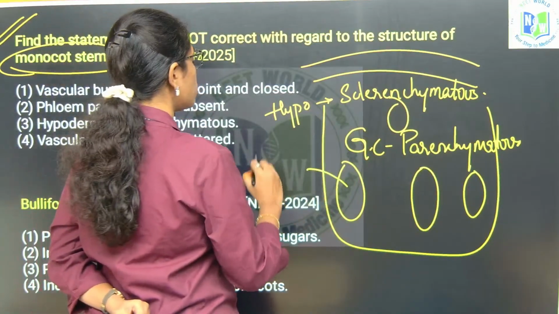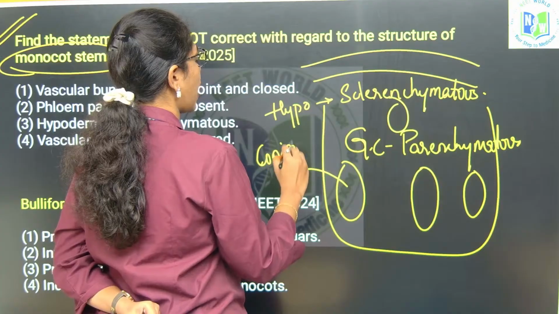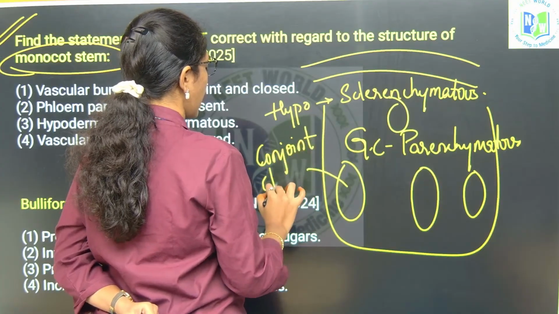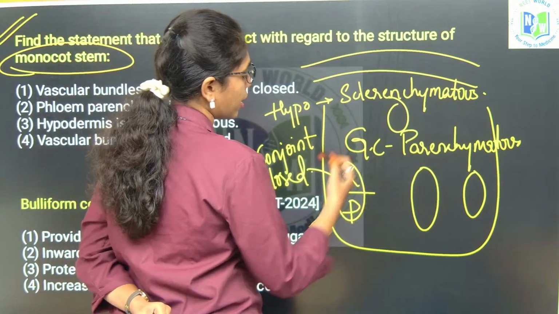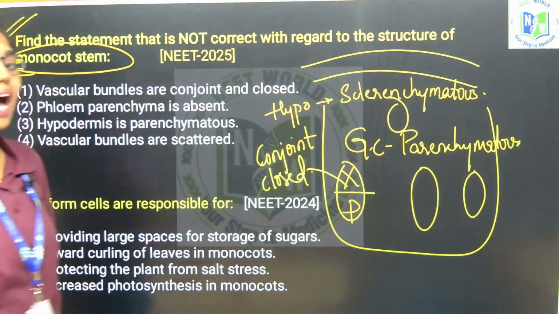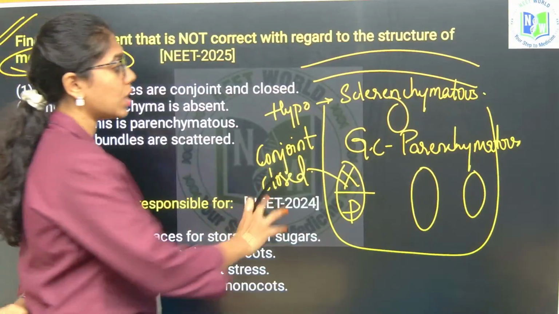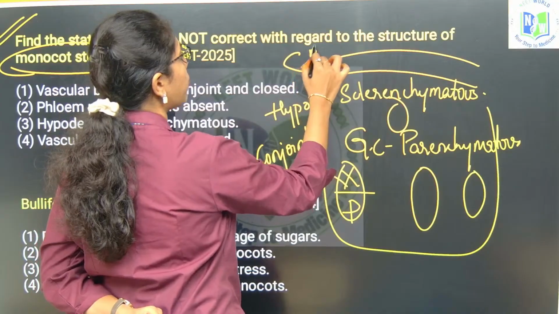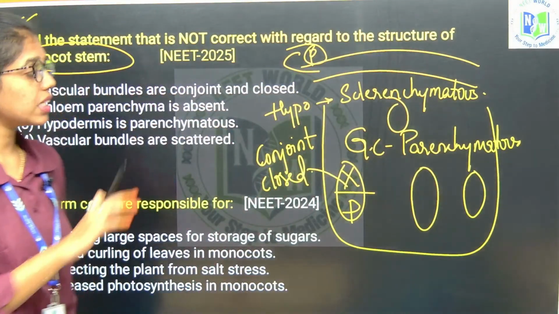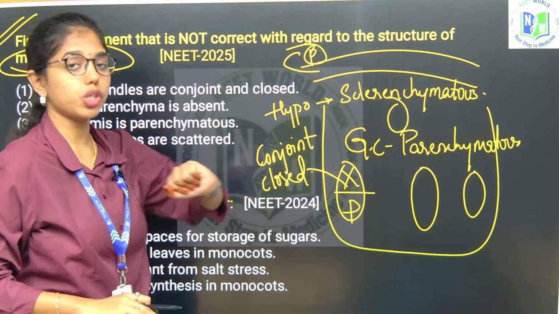These are conjoint and closed vascular bundles. Conjoint and closed vascular bundles will be present, which are schizolysigenous in origin in this parenchymatous tissue. Right? Epidermis here is again parenchymatous. Recall this. This is a basic structural description of the monocot stem.